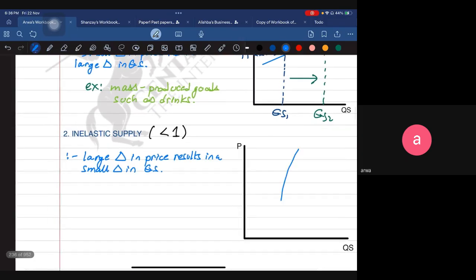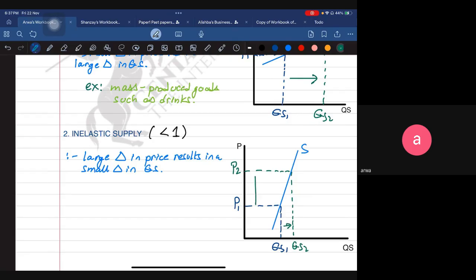So it's going to be like this. This is price P1 and QS1. And here we have the price P2 and QS2, for example.